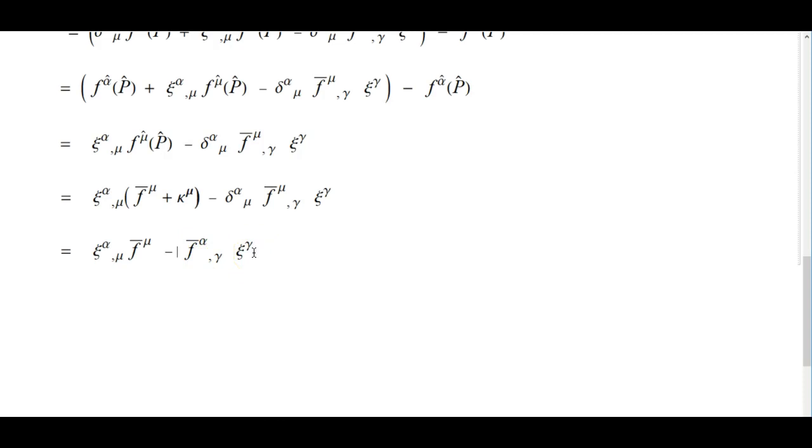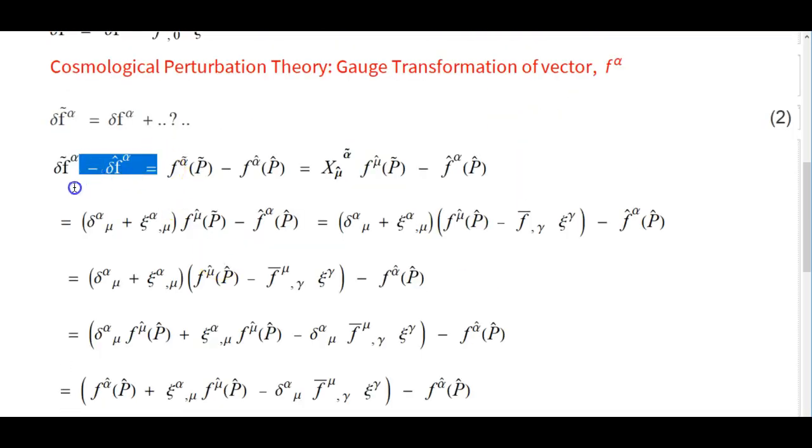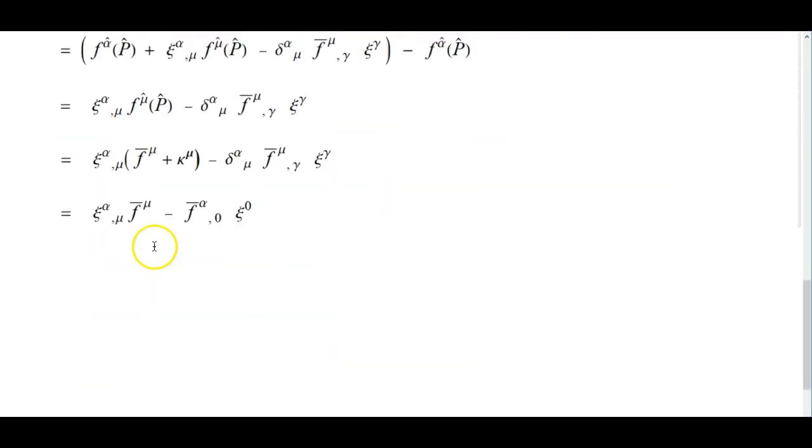Any simplification here? Yes. F bar alpha is a function of eta only. It does not depend upon x, y, z. So when we contract on gamma, the partial derivative of f bar alpha with respect to x, y, and z will vanish, will be 0. Only the eta term will survive. I think that's as far as we can simplify.